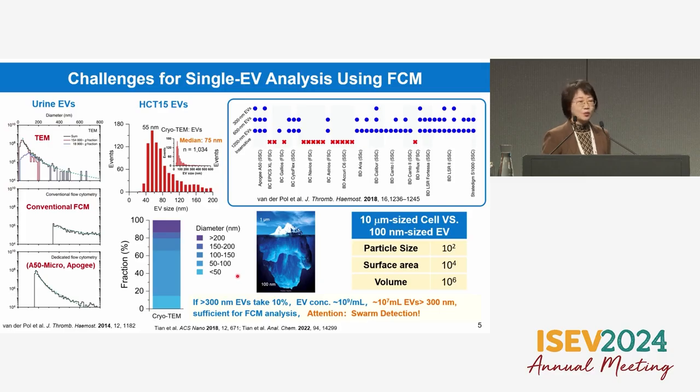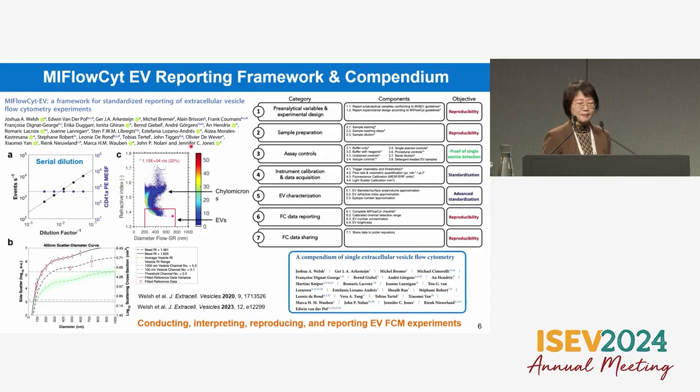And we need to keep in mind that compared with a 10 micron cell, for an EV measuring 100 nanometers in diameter, the surface molecules are 10,000 times fewer, and the molecular content inside is 1 million times fewer, ready for staining. So this all requires great sensitivity for flow cytometry analysis.